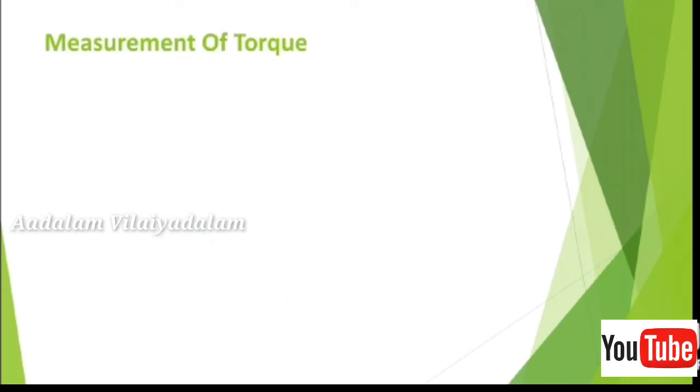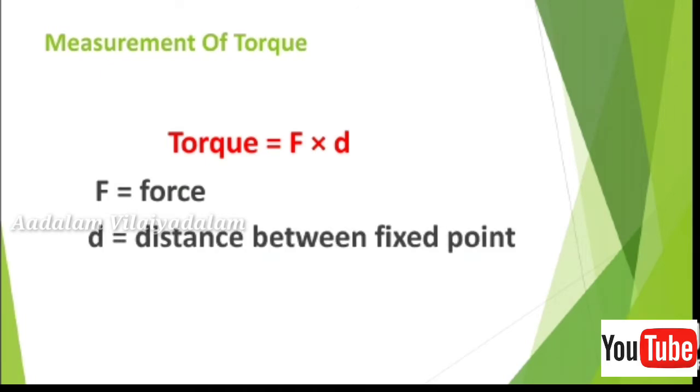Next we learn about measurement of torque. The torque is measured by the product of force and the distance from the axis or point. That is, torque equals force into distance. F means force and D means the distance from the fixed point. Torque is also a vector quantity and its SI unit is Newton meter.